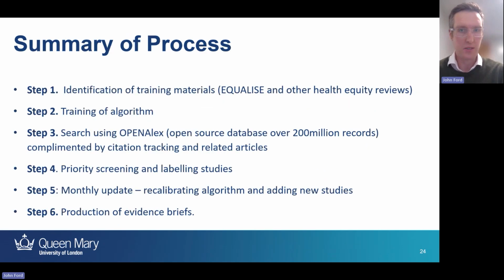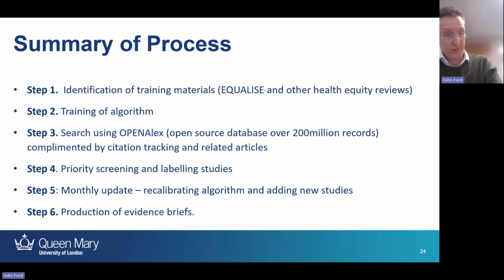So just to summarize how we do all of this. First of all, we identify training material. We did that using Eq­ualize. We then use that material to train an algorithm based on the coefficients of this bag of words method. We then use that algorithm on OpenAlex, which is searching through 200 million records with those coefficients. And that gives us a priority list of articles. That's then supplemented by the citation tracking and related articles from OpenAlex. And that gives us a list of articles which are most similar to our training material.